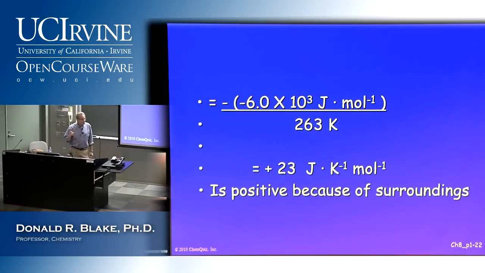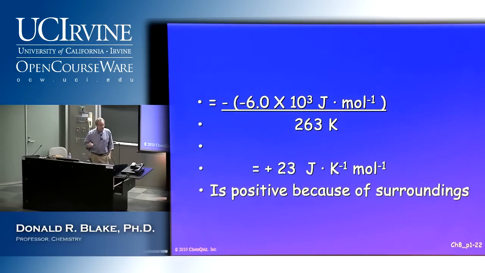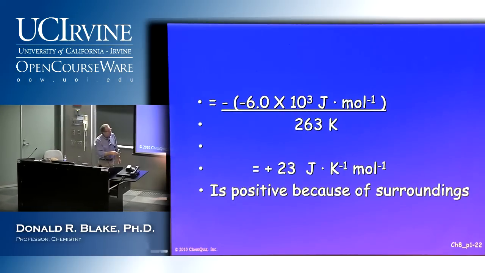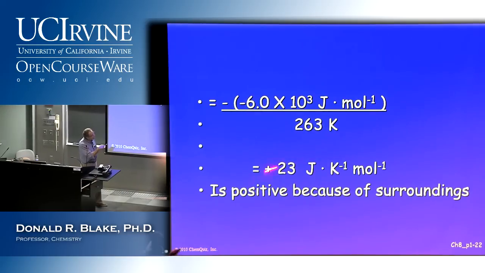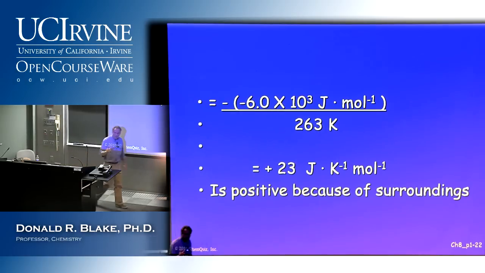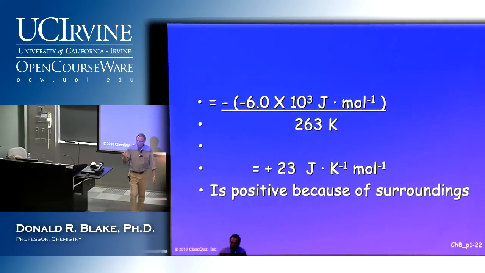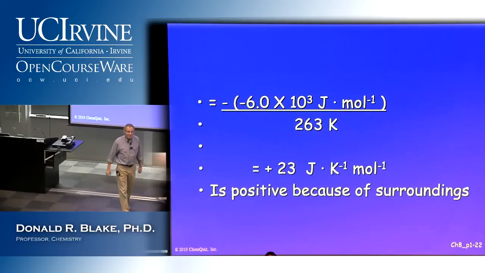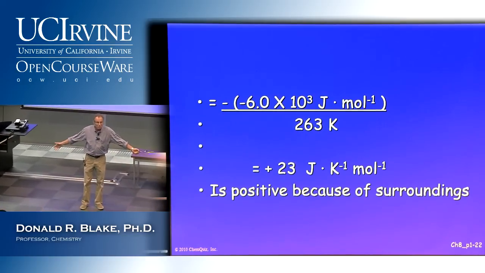Now don't forget, in something that is reversible, folks, they're just the opposite. If this is a reversible process, if it's plus 23 joules for the surroundings, then it's going to be minus 23 joules for the system. And that makes sense, right? Think about it. If you go from a liquid to a solid, what's the sign of entropy?